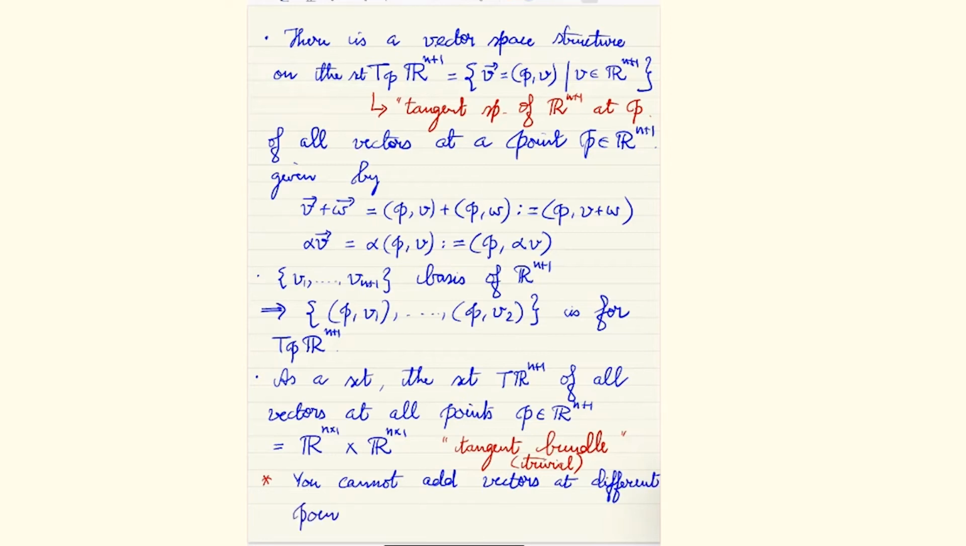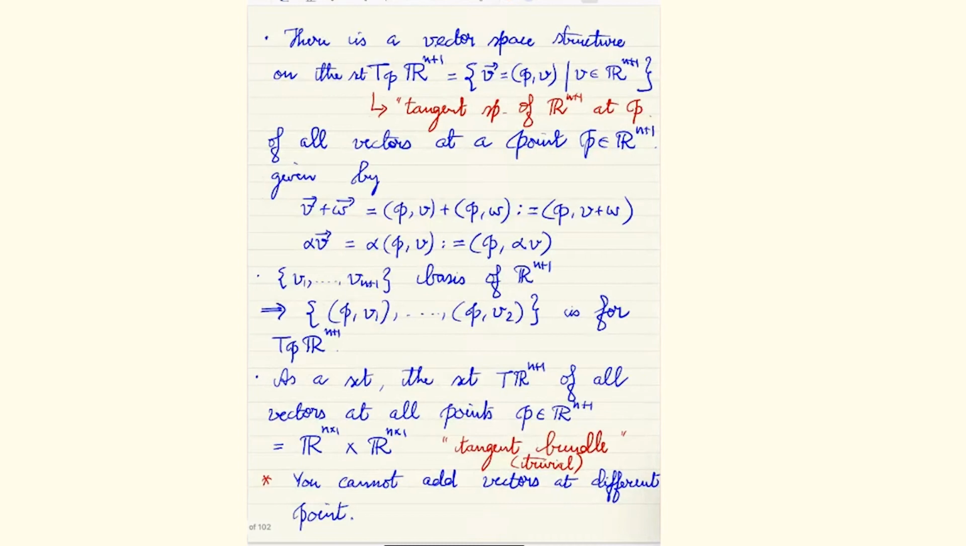Because explicitly, when I write vector V, I'm not writing a subscript P just because it is cumbersome. So when I say a vector V, it already means a pair. There is a point which I'm specifying and an associated element of Rn plus 1 that I'm specifying. Of course, on Rn plus 1, there is a natural inner product, the dot product, which we know.